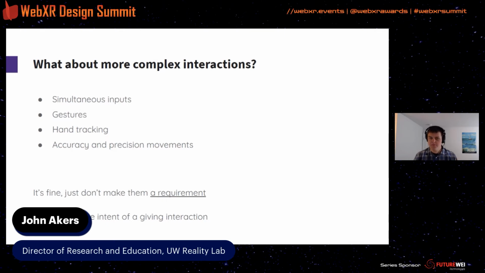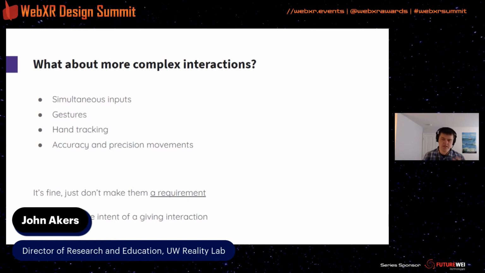But maybe you want to get more complicated, right? Maybe you want to utilize hand tracking. Maybe you want to do things like actually have gestures. So the movement of your controllers, the movement of your head or your body. Or maybe you want to have simultaneous inputs, right? Like I think a very easy example is like a bow and arrow, right? Where you have to use multiple hands at the same time. And that's fine. And you can include these things.